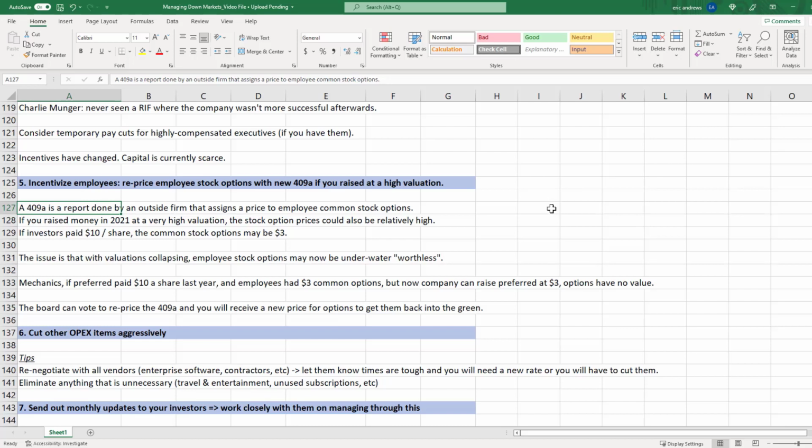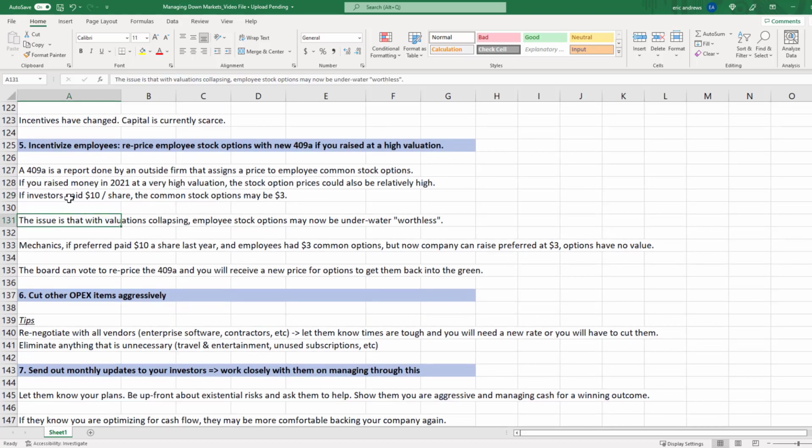So if you raised money in 2021 at a very high valuation, the stock option prices could also be relatively high. If the investor paid $10 a share to buy the preferred stock, employees have common stock options and investors have preferred. Preferred has a lot more rights. So the common stock options, because they have no voting rights and they're at the back of the liquidity preference, will always be lower than the preferred. So it might be, let's say, $3 or $4.